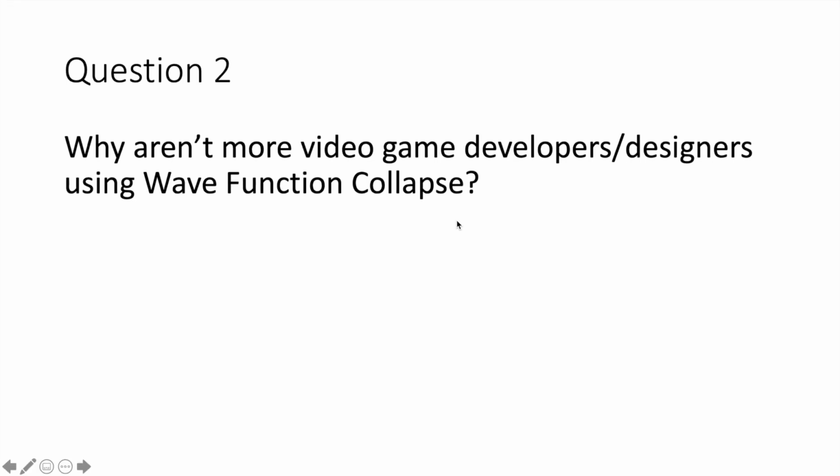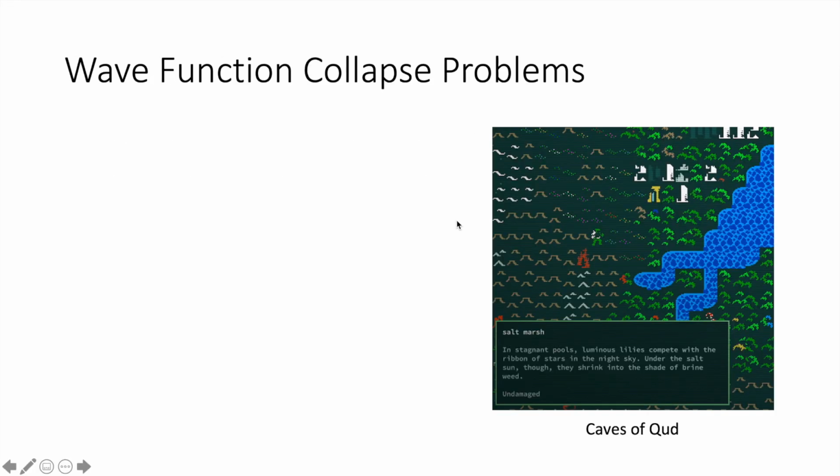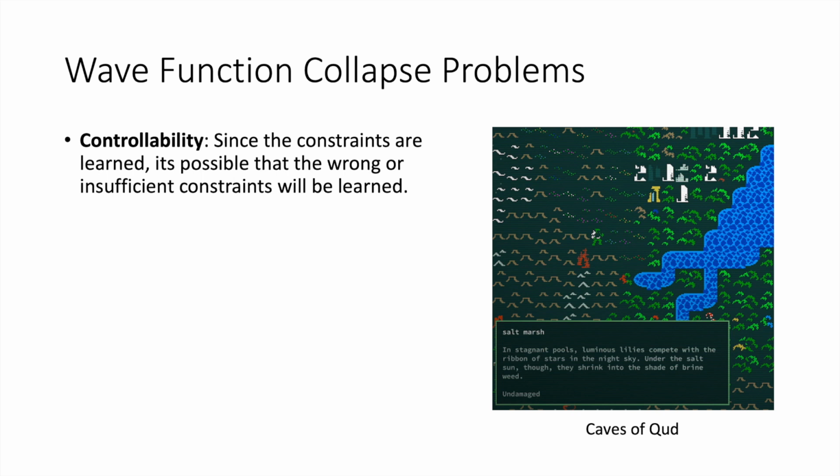Okay, that should be enough time. So there are still problems with wave function collapse, which is why it's not used by more people. So one big one is controllability. Since the constraints are learned, it's possible that the wrong or insufficient constraints will be learned. So there was no way for us to specify we wanted playability.